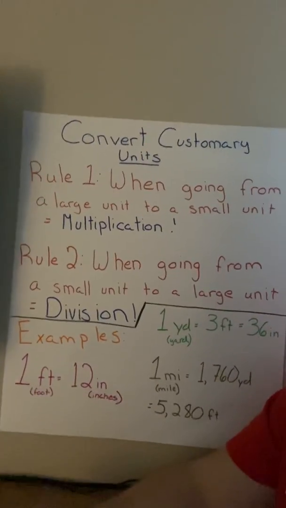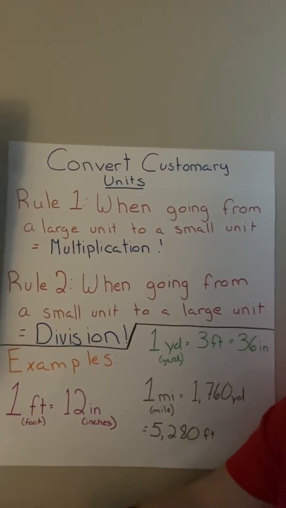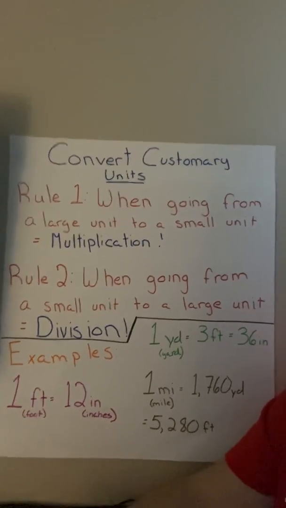We're going to keep our very, very important two rules. So rule number one, when going from a large unit to a small unit, we're using multiplication. And rule number two, when going from a small unit to a large unit, we're using division. So we're going to make sure that we're keeping those two very important rules. You'll also find these again on page 498, as well as the conversions that I'm about to show you.